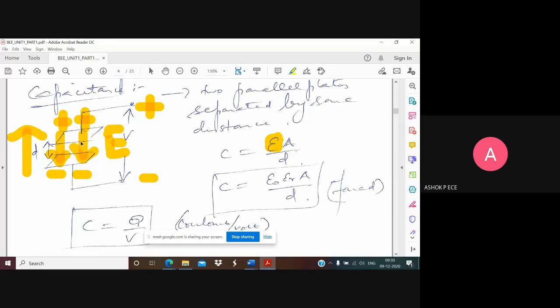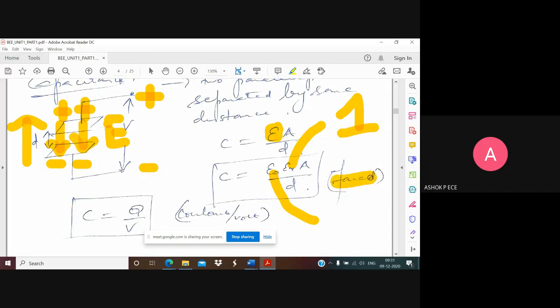So here, if we are going to use an air medium, epsilon will be equal to epsilon naught into epsilon r. For an air medium, epsilon r will be equal to 1, and epsilon naught is a constant value. You know it is 8.854 into 10 power minus 12. A is the area and D is the separation between the plates. And the unit for capacitance is farad. It is also the name of a scientist. So the unit for capacitance is farad.